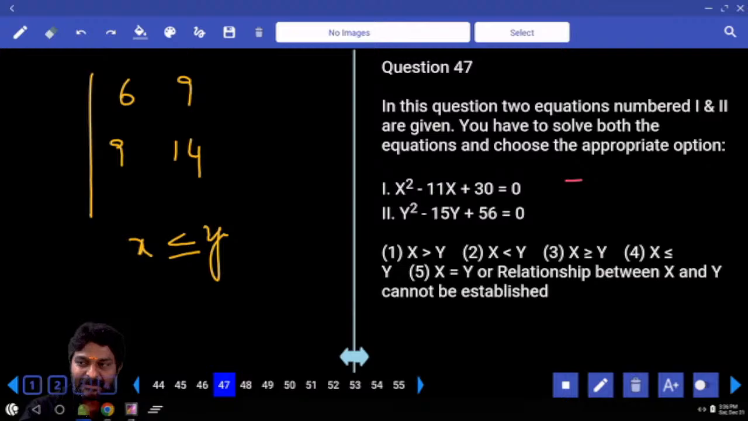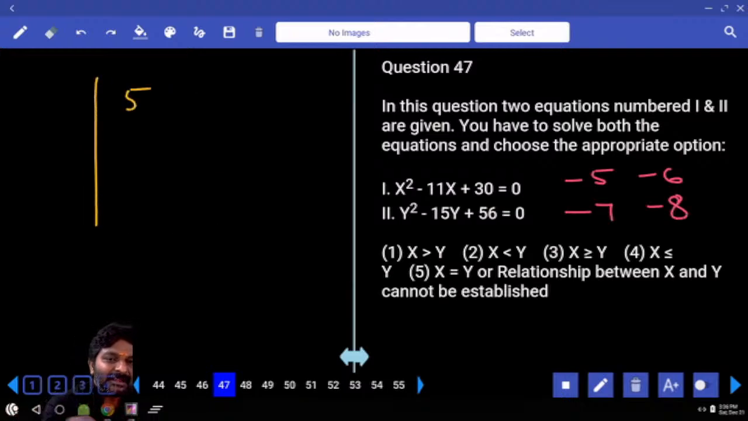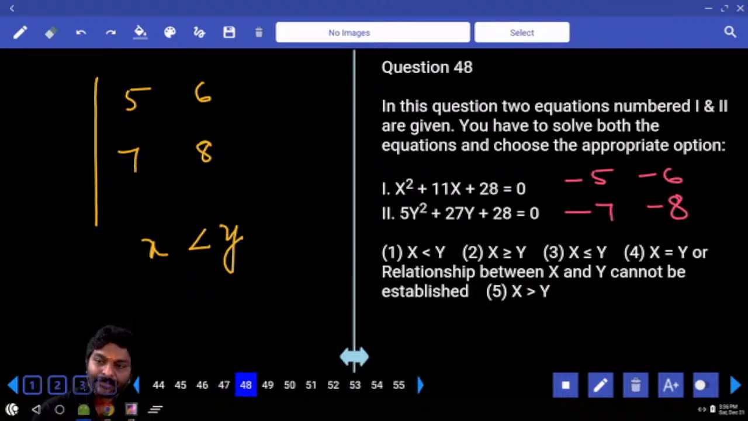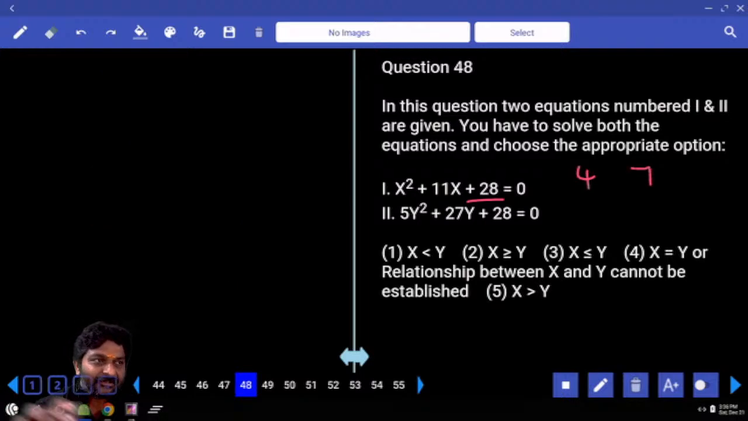Product is 30, -5 -6, -7 -8. These are the combinations. Then factors are 5 comma 6, 7 comma 8, x is less than y. Clear? Product must be 28, 4 and 7 plus 7 plus 4. Yes. Now product must be equal to 140.